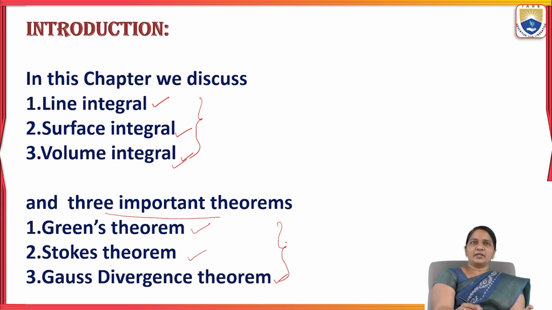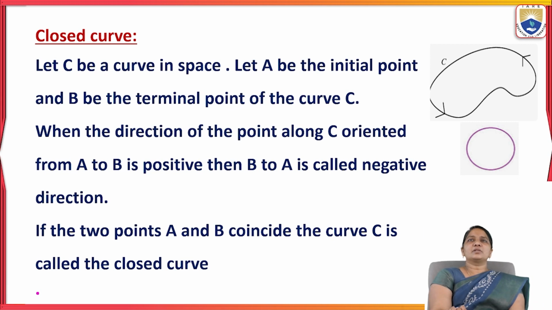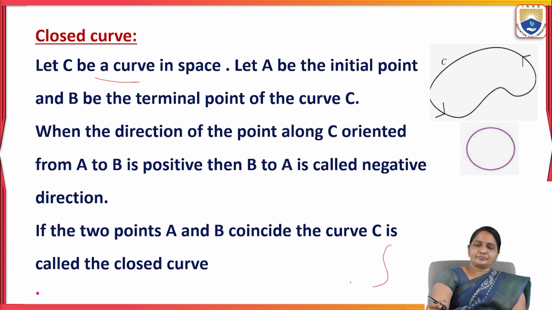So we have three integrals, line integral, surface integral and volume integral, and the theorems Green's theorem, Stokes theorem and Gauss divergence theorem. Here are some basic definitions you should know. What is a closed curve? Let C be a curve in space. Let A be the initial point and B the terminal point. A is the initial point, B is the terminal point here.